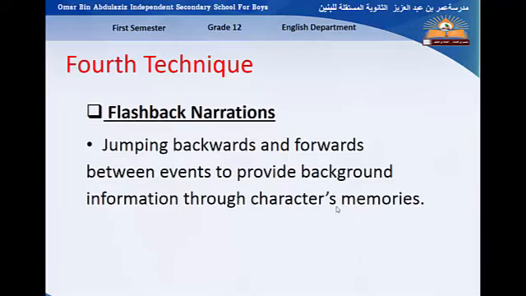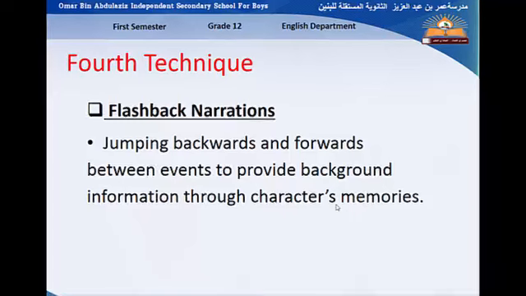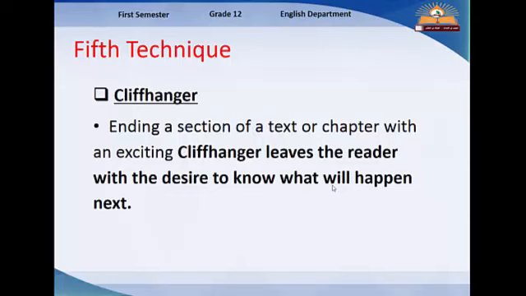Fourth technique, flashback narration. Flashback narration is jumping backwards and forwards between events to provide background information through characters' memories and trying to join these memories with the events in the story. Fifth technique is cliffhanger. Ending a section of a text or a chapter with an exciting cliffhanger leaves the reader with a desire to know what will happen next.